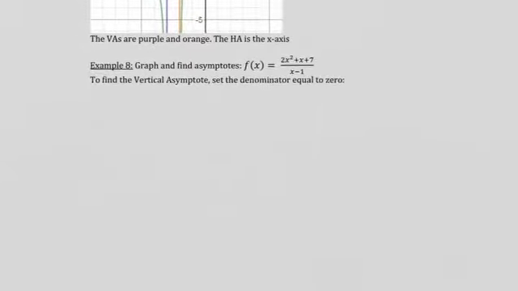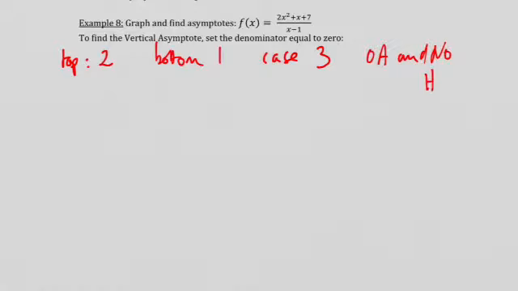So, let's take a look at example number 8 together. What do we have in example number 8? We have a numerator with leading term 2x squared, and the bottom has a leading term of x. That is exactly case number 3, which means we have an oblique asymptote and no horizontal asymptote.